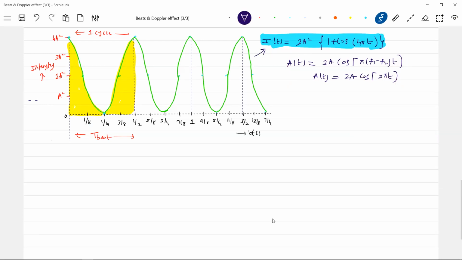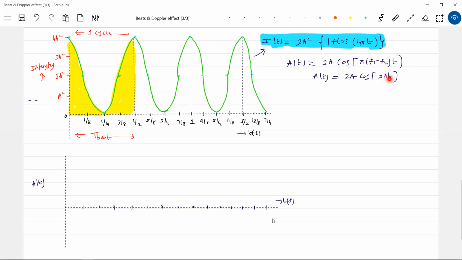Now we have to plot the amplitude versus time graph. It's a cosine function, so it will be positive as well as negative. So we'll take the same instants of time: 1 by 8, 1 by 4, 3 by 8. This is the amplitude and this is time. Now first put t equal to 0. What do you get? You get 2a, no?